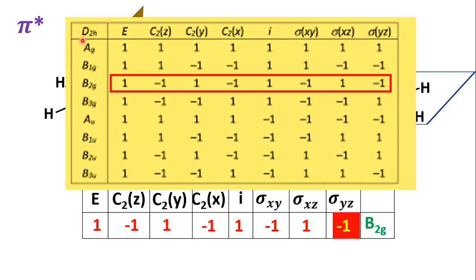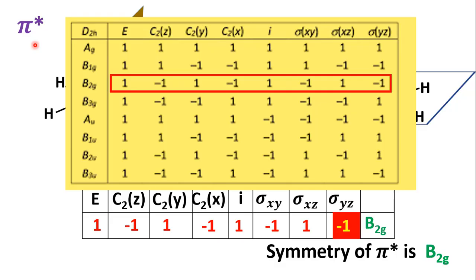If you look at the D2H character table, you will find the same sequence, 1 minus 1, 1 minus 1, 1 minus 1, 1 minus 1. Here also 1 minus 1, 1 minus 1, 1 minus 1, 1 minus 1. This corresponds to B2G. So the symmetry of pi star anti-bonding pi molecular orbital is B2G.